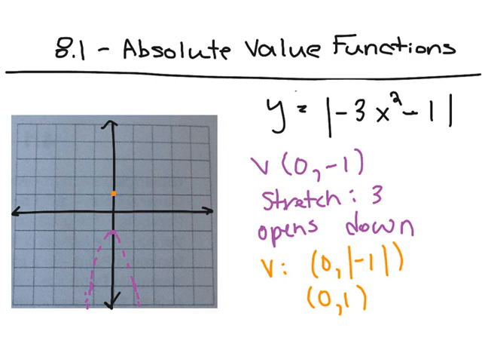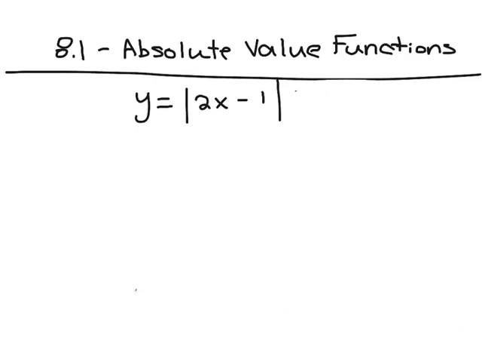And the entire parabola is going to reflect about the x-axis. So it's going to look like this. So over 1, up 3, over 1, up 3. So that is the absolute value graph of this. Our domain would be x is an element of the real numbers, and the range would be y has to be greater than or equal to 1, our y value in the vertex.